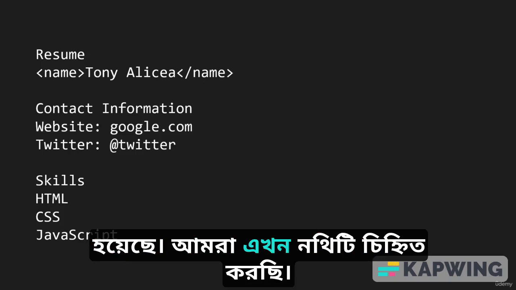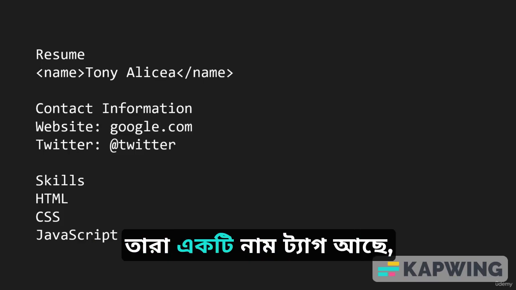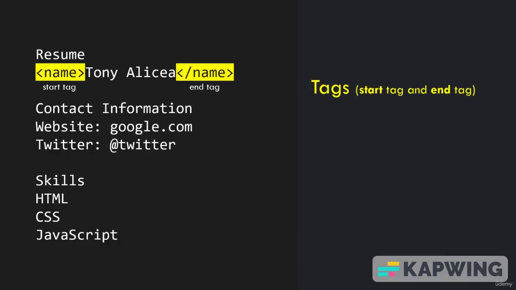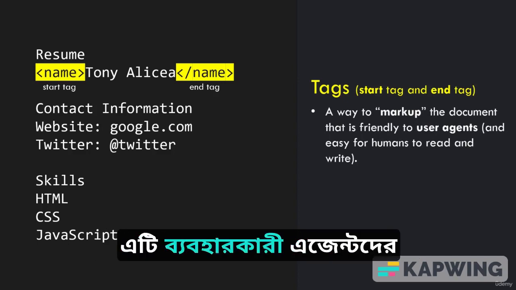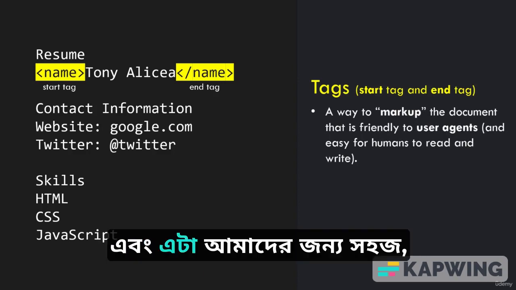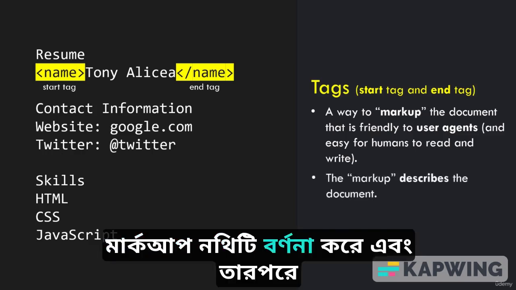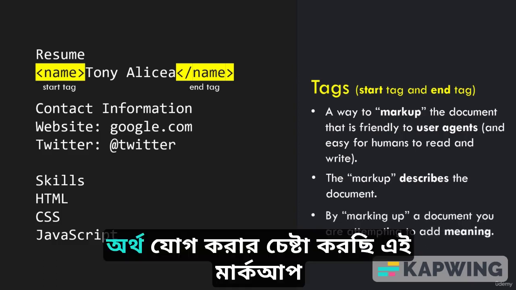We're marking up the document. Now these pieces of markup, they have a name. Tags. A start tag, and an end tag. A tag, then, is a way to mark up the document that's friendly to user agents, that's software that's acting on a user's behalf, and it's easy for us, for humans, to read and write. The markup describes the document. And by marking up a document, then, you are attempting to add meaning.